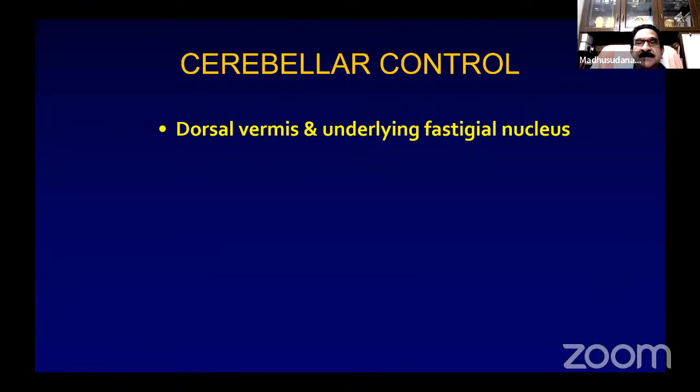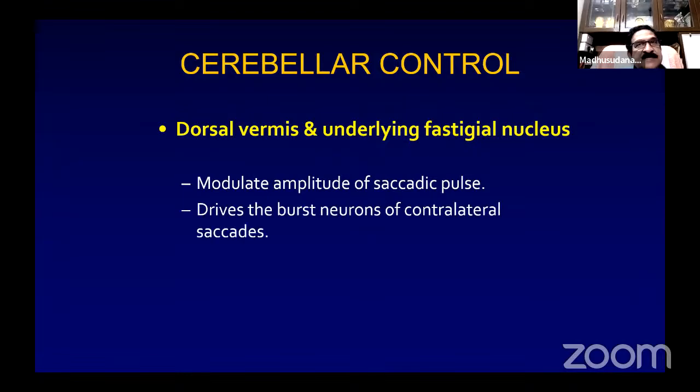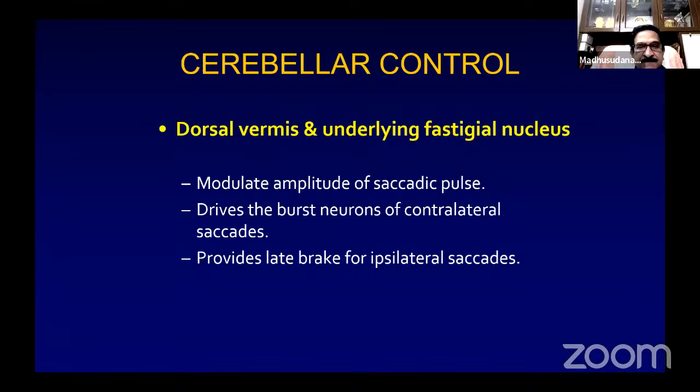Now coming to the first one, the dorsal vermis and fastigial nucleus modulate the amplitude of the pulse. Disease will produce hypermetric or hypometric saccades. How this occurs, I will describe in the subsequent slides. What the dorsal vermis and fastigial nucleus do is drive the burst neurons of the contralateral saccade and provide a late brake for the ipsilateral saccades. That I will explain in the diagram subsequently.